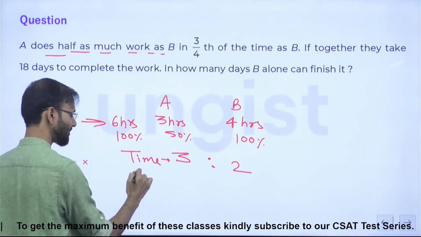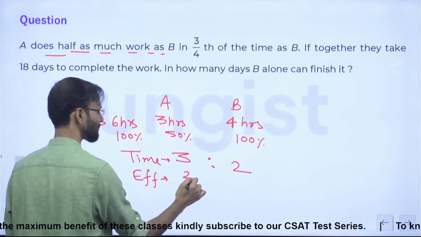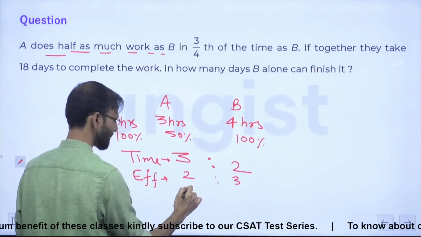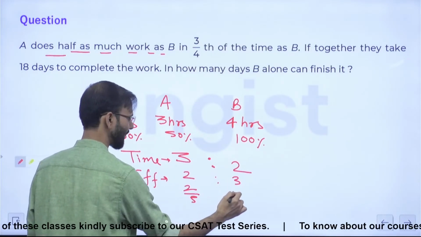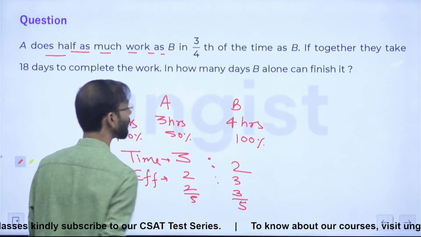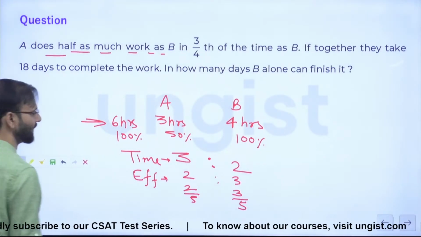So the ratio of the efficiency would be 2:3. So guys, this is 2/5 of the total work and he will be doing 3/5 of the total work in how many days? 18.